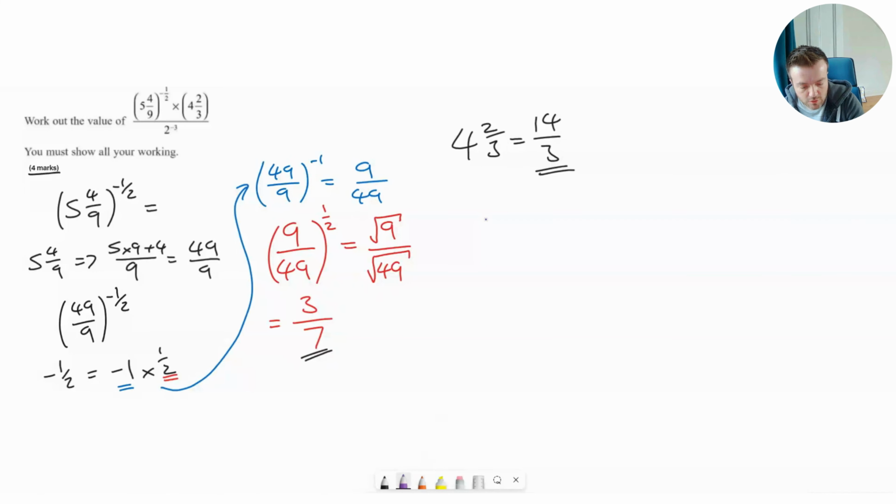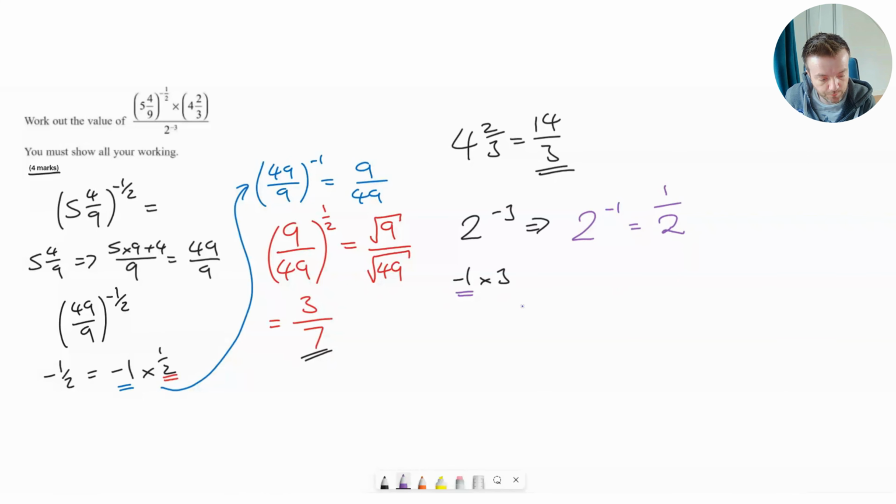We've then got this 2 to the power of minus 3. So I'm going to put that there. We've got to think about that in terms of minus 1 times by 3. We've just mentioned earlier that when we have a whole number and we put it to the power of minus 1, we effectively make it 1 over that number. So if we deal with the minus 1 first, it's 2 to the power of minus 1. So that gives us 1 half.